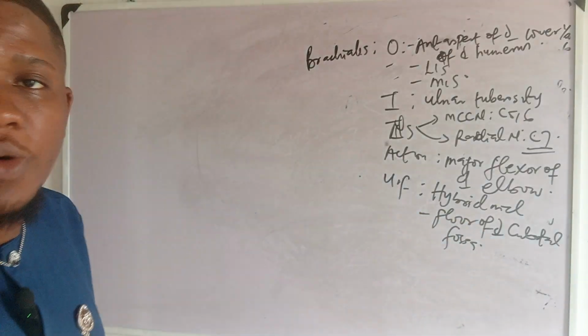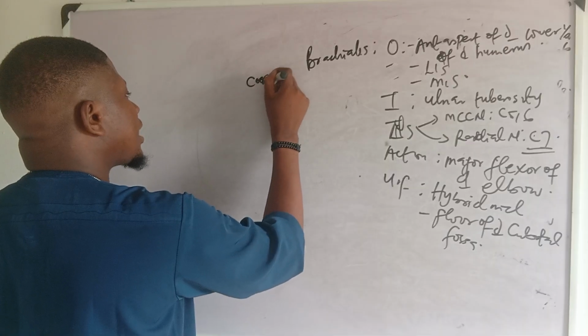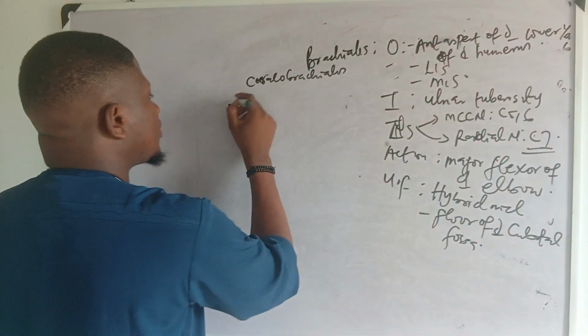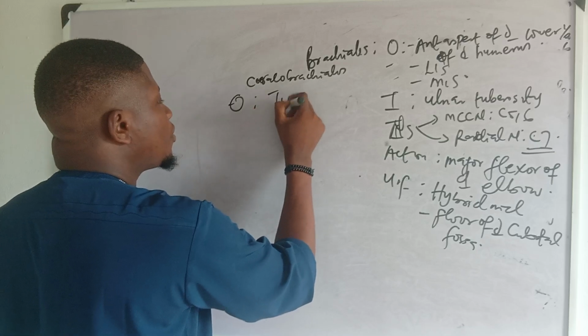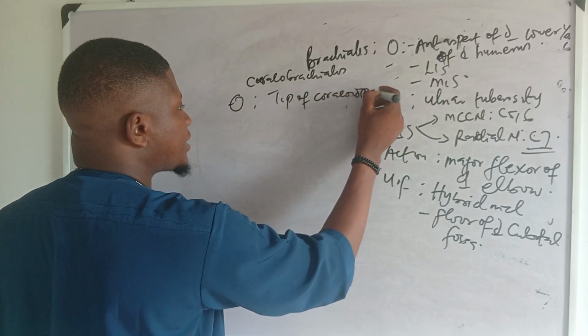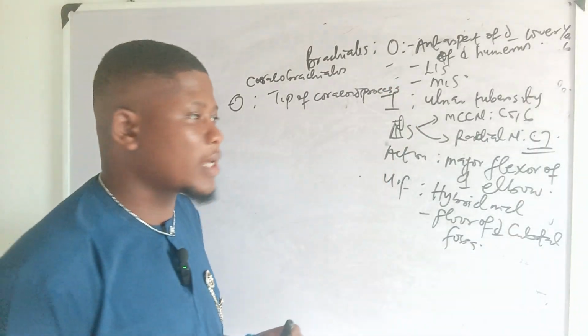Okay, I think we are done with this one. So let's look at the next muscle, which is coracobrachialis. The origin, you already know, is the tip of the coracoid process of the scapula.